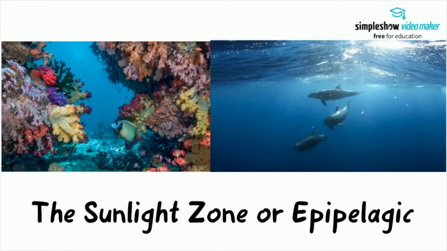The sunlight zone or epipelagic. The top layer is known as the sunlit zone. Because there is so much sunlight in this zone, this is where most sea animals live. Underwater plants can grow by using the sunlight to make food just like the plants on land. Some of the life that you will find in the sunlit zone are coral reefs, seals, seaweed, plankton, and algae.